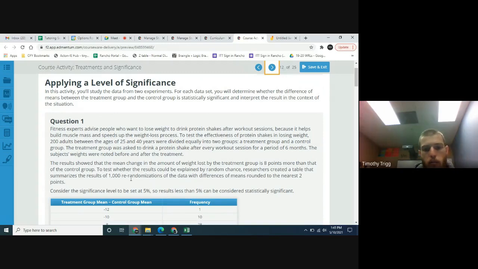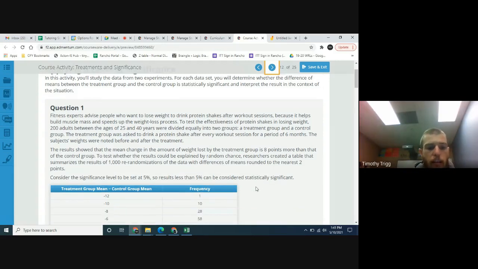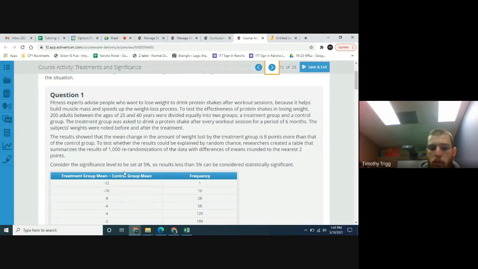To test whether the results could be explained by random chance, researchers created a table that summarizes the results of 1,000 re-randomizations of the data with differences of means rounded to the nearest 2 points. Consider the significance level to be set at 5%. So results less than 5% can be considered statistically significant.